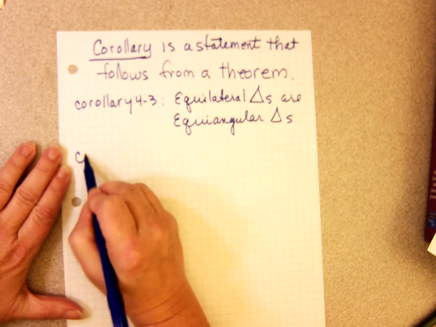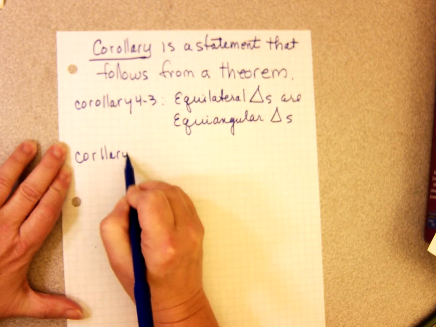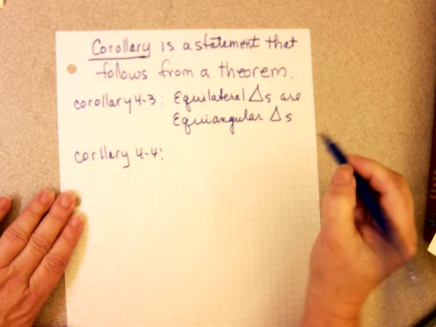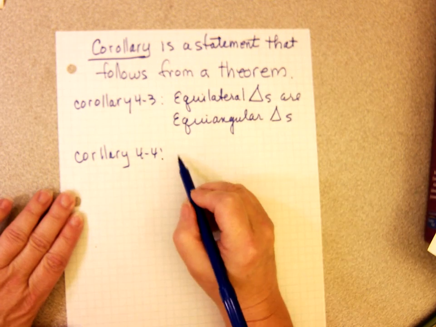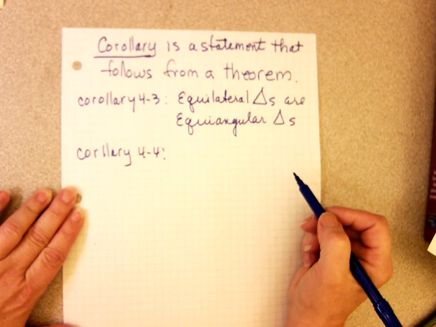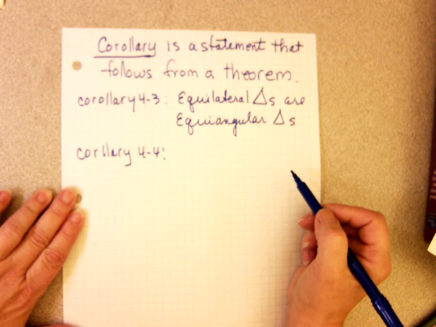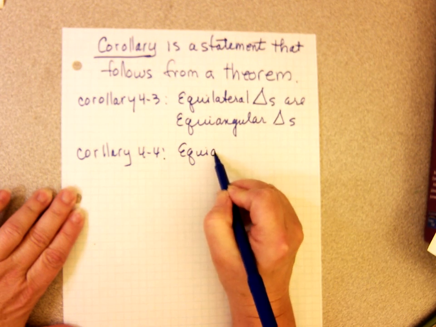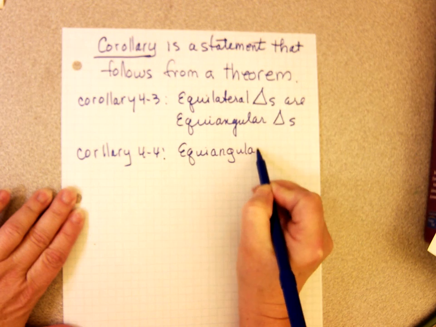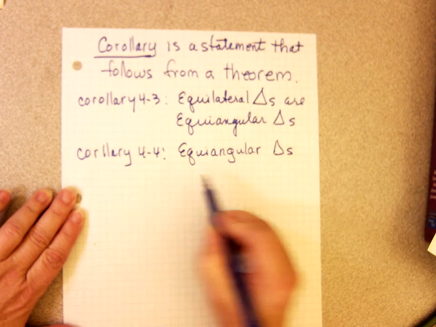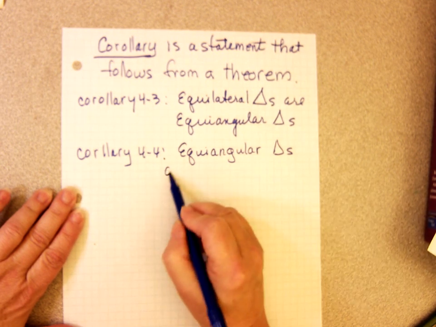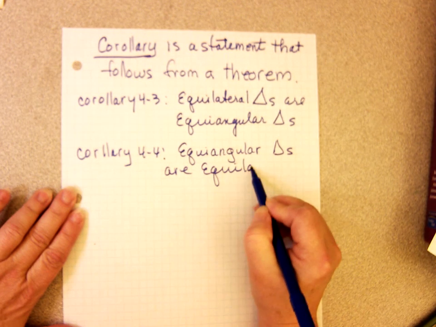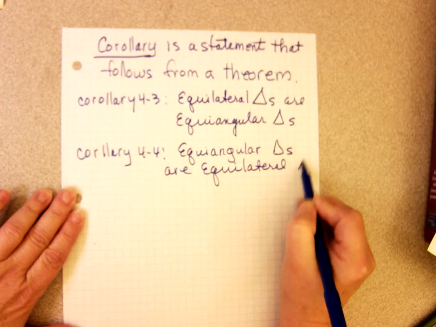And corollary 4-4 is the converse. What do you think it's going to say? It's going to say that equiangular triangles are equilateral triangles.